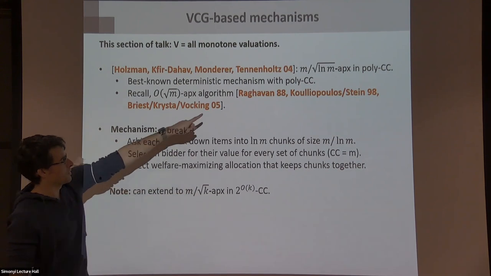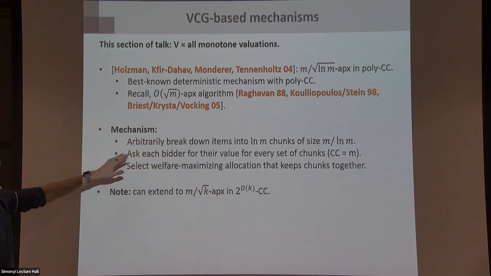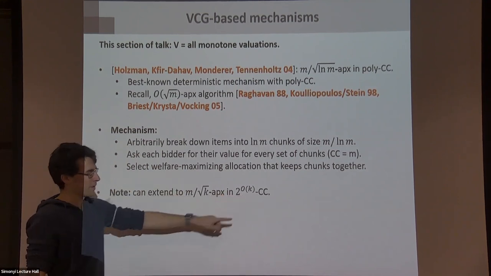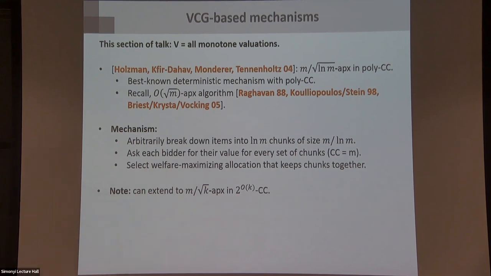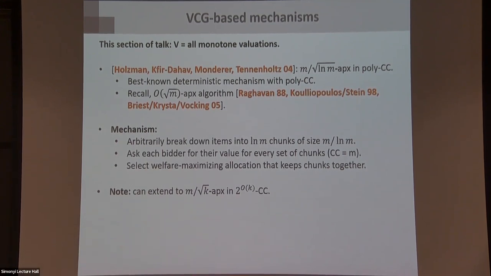So just to repeat, they get M over root log M. I haven't done the analysis yet. So the communication is 2 to the K. And I haven't said why you get an approximation yet. You get that root because... not within a chunk, sorry. For the log M chunks, you get only a root because there could be conflicts.